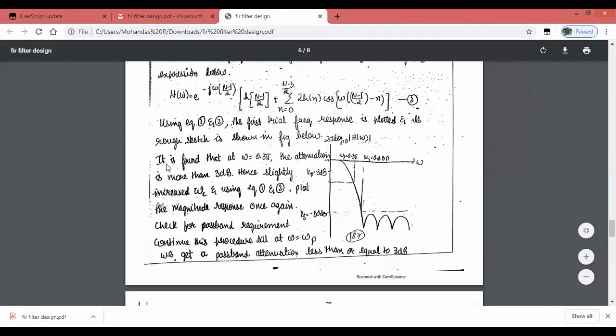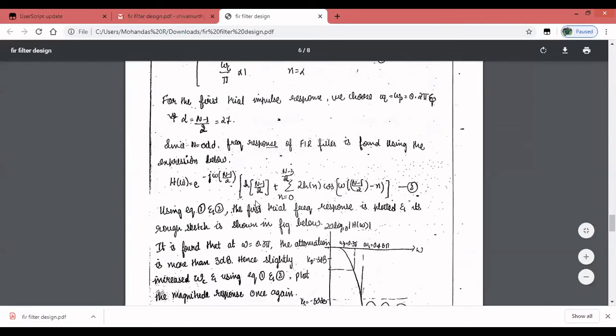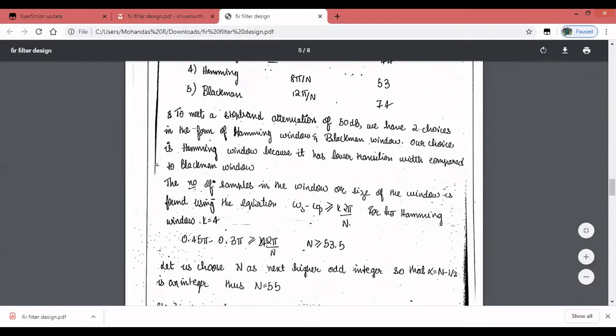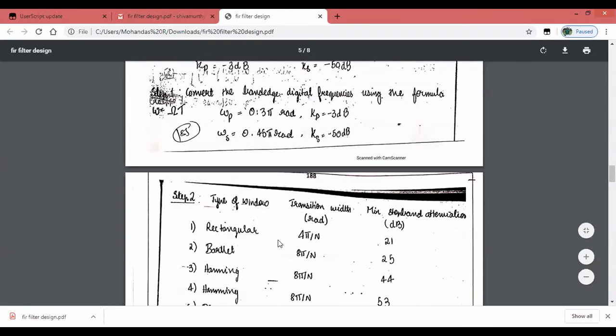You can see here it is found that at omega equal to 0.3 pi, the attenuation is more than 3 dB. Hence what we have to do is slightly increase omega c, and using equations 1 and 2, plot the magnitude response once again. So in the examination, we have to start by finding what type of window I am trying to select.